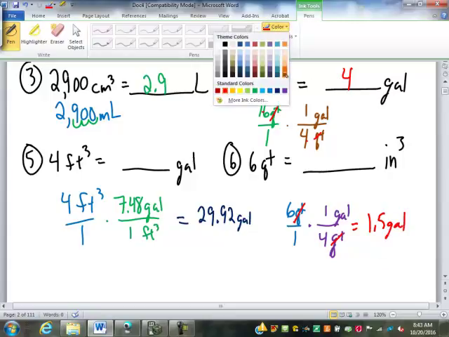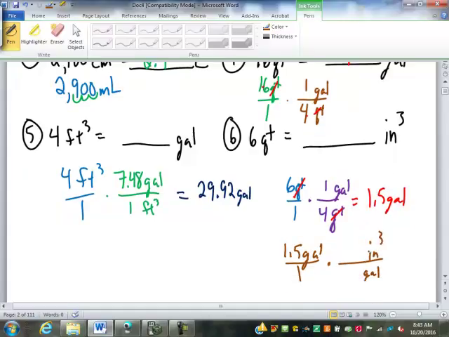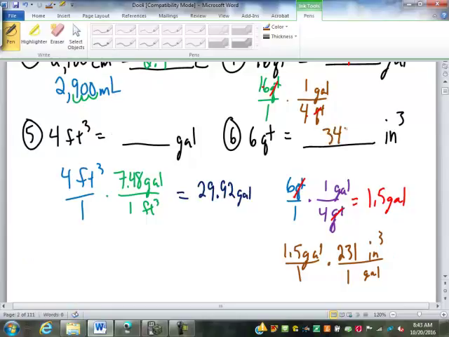And then I'll go ahead and do the conversion from gallons, 1.5 gallons over 1. Put gallons on bottom, cubic inches on top. 1 gallon is approximately 231 cubic inches. So that's 1.5 times 231, giving us 346.5. Any questions?